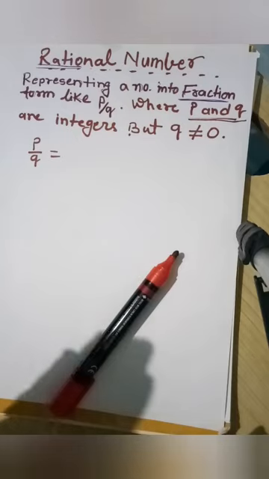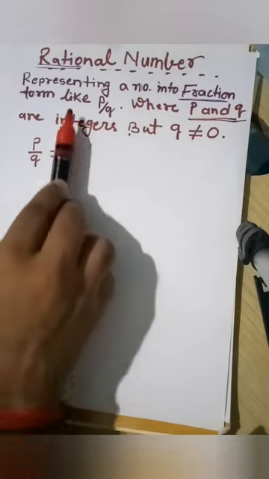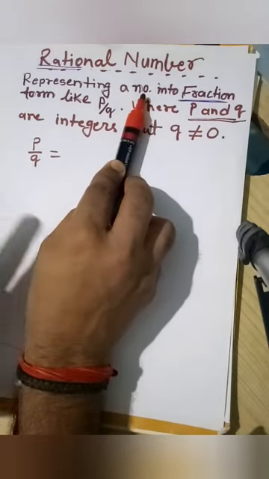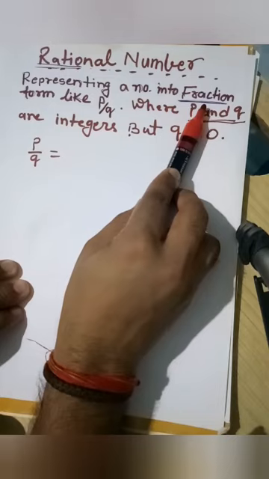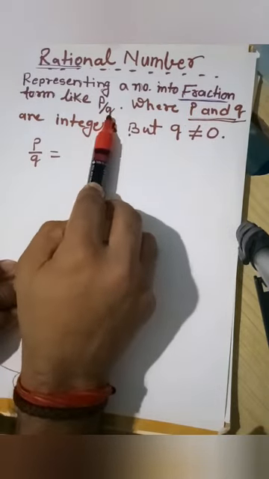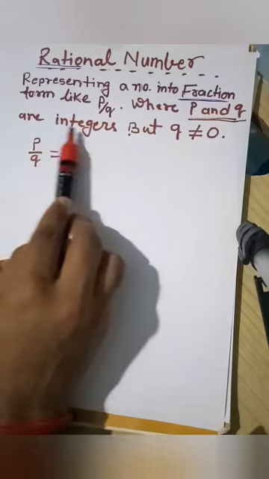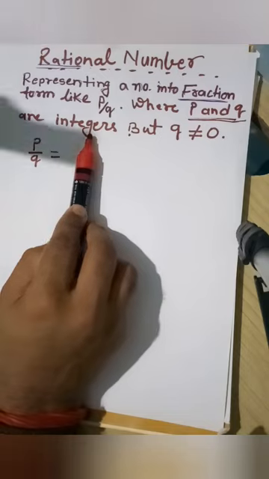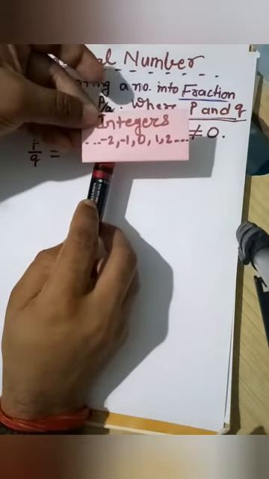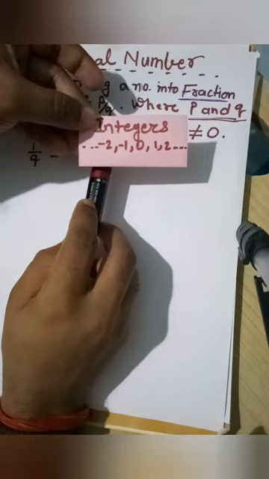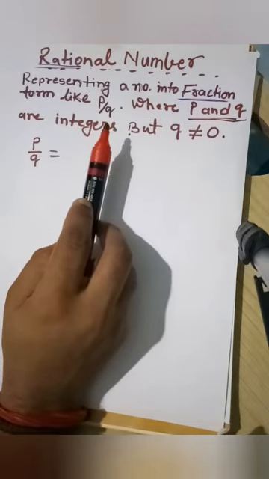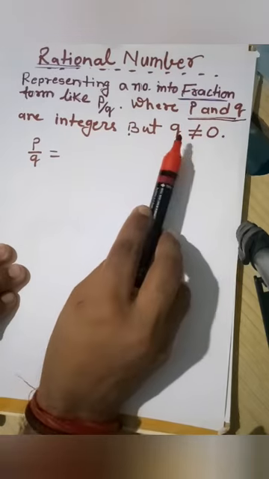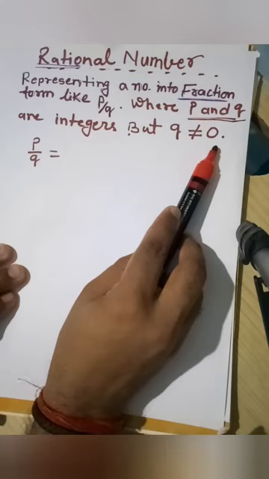So friends, let's start with the rational number definition. It is defined as representing a number, any number, in fraction form, like p upon q, where p and q are integers. So they will be integers, like 0, 1, 2, -2, -1, etc. The most important point I want you to remember is that q cannot be equal to 0.